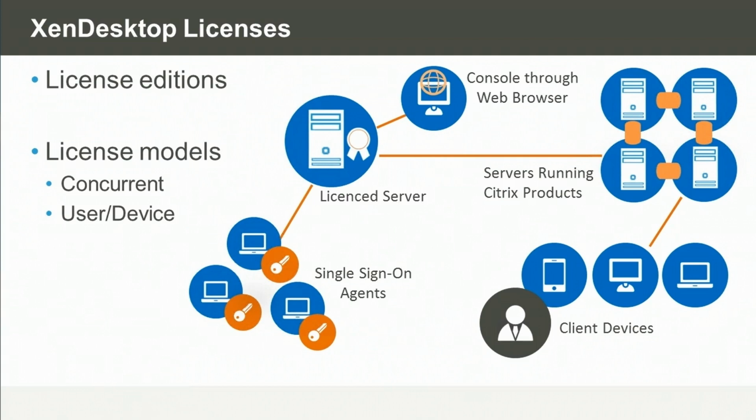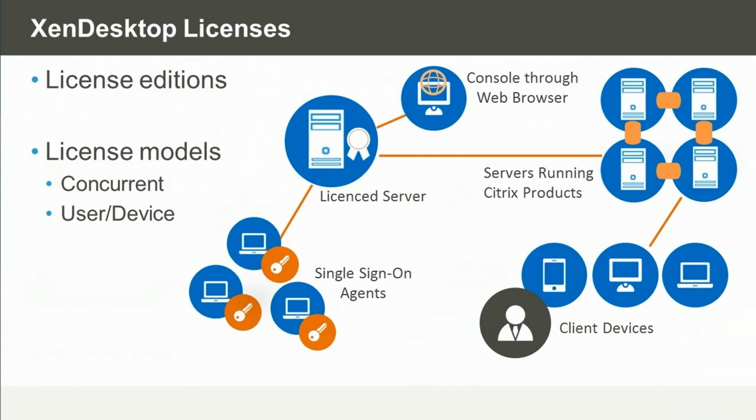With the license models, you'll note that we have concurrent and we have user device. With the concurrent license model, it basically allows users to connect anonymously because there's no association with the user and the license, or the user's device and the license. So it's like an anonymous connection. The license is consumed while the session is active. When the session ends, then the license goes back into the license pool, ready to be consumed or used by another user or device that connects.